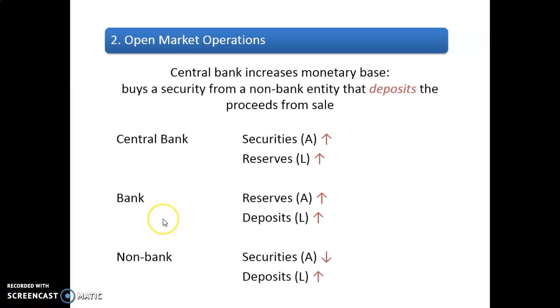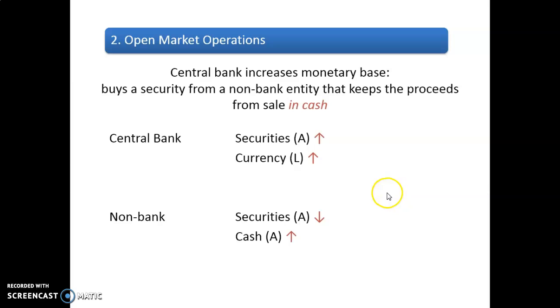Now let's say a central bank buys a security from a non-bank. Maybe it's from a mutual fund or an insurance company. In this case, the central bank's securities will increase, and its reserves will increase. For the non-bank, it sold its securities, so those decrease. Its deposit at the commercial bank increased. For the bank that it deposited to, deposits increased, but its reserves also increased. This is what the transaction looks like if the non-bank just retains the cash and does not deposit it into a depository bank.